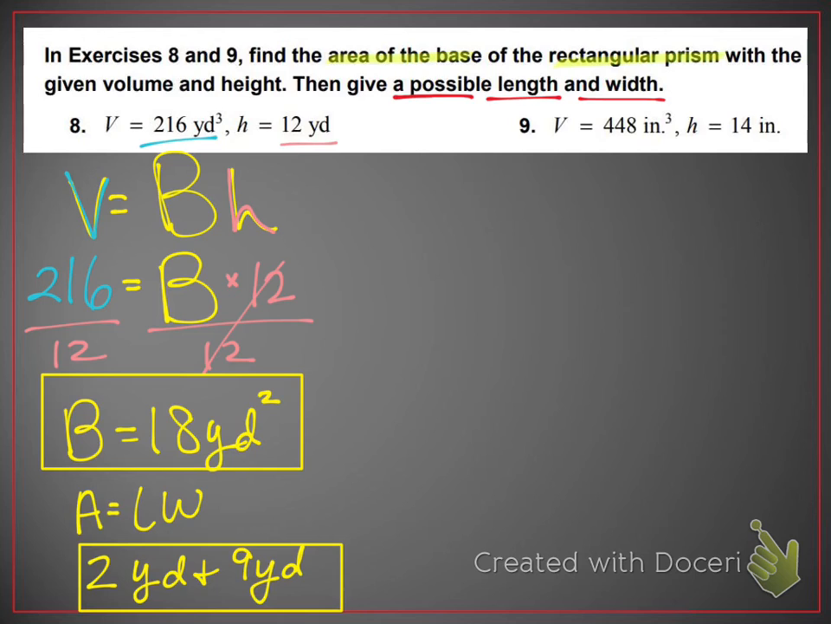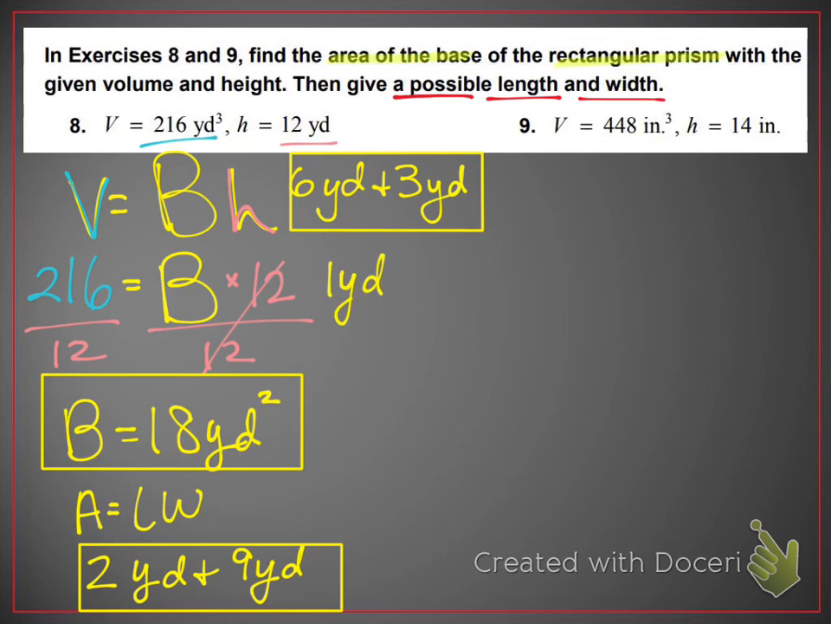What was another? 6 times 3. Yeah, so 6 yards and 3 yards. There is one more. 1 times 18. 1 and 18. So 1 yard and 18 yards.